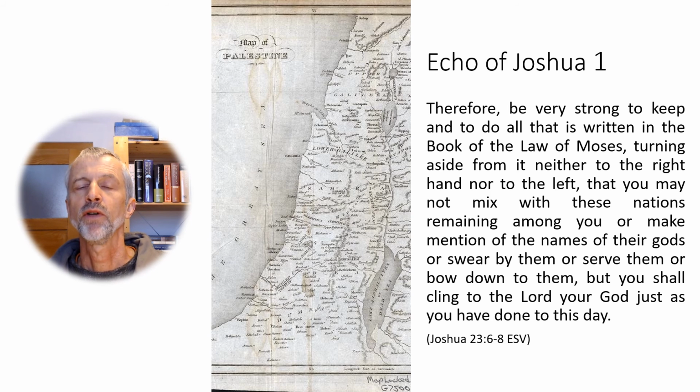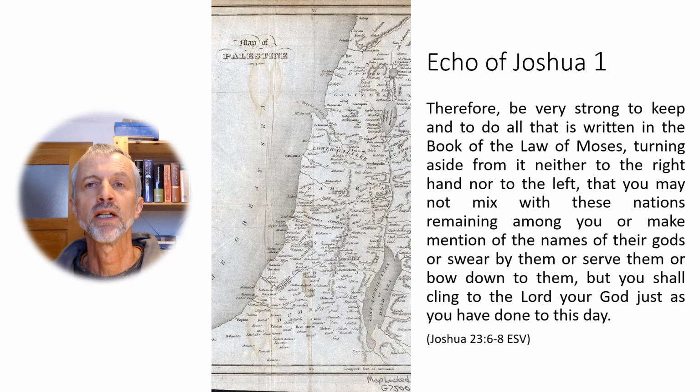Therefore, be very strong to keep and to do all that is written in the book of the law of Moses, turning aside from it neither to the right hand nor to the left, that you may not mix with these nations remaining among you, or make mention of the names of their gods, or swear by them, or serve them, or bow down to them. But you shall cling to the Lord your God, just as you have done to this day.